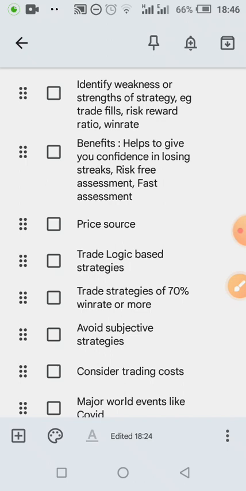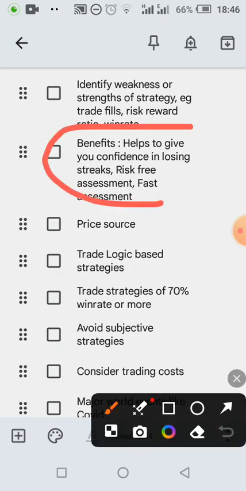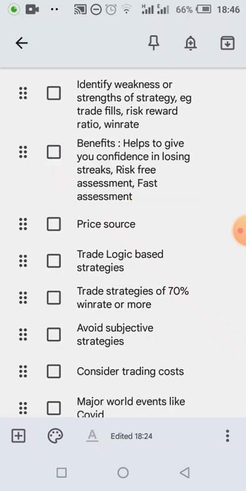So for beginners, remember that the benefits of backtesting also include increasing confidence in your trading. Whenever you are having losing trades, or you are in a losing streak, which is just a period with many losing trades, always just remember that in your backtest, your trading strategy would have been profitable.